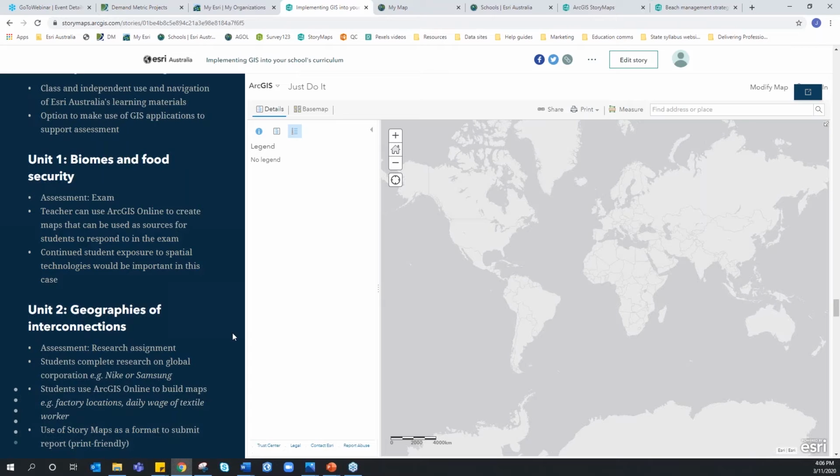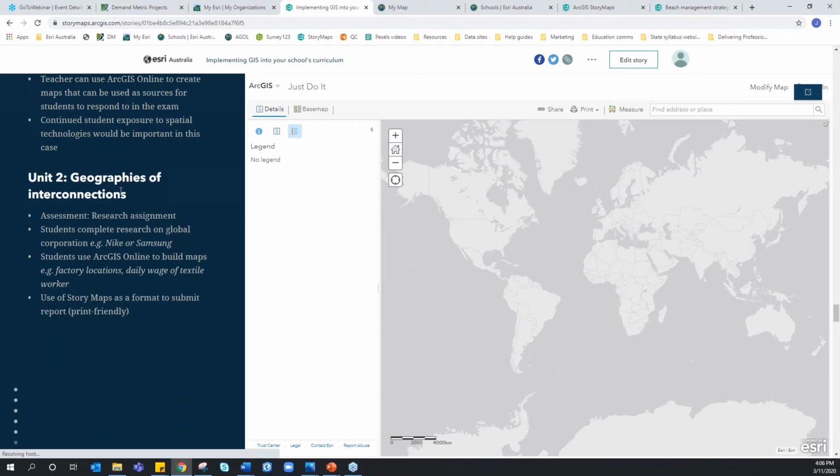So if I was looking at biomes, and I know that there are biome feature layers, I might have a biome feature layer on this map, and I might also have a feature layer showing tree cover loss on the map as well. And I could, I guess, create a series of questions around that particular source and have that as a source in my exam.